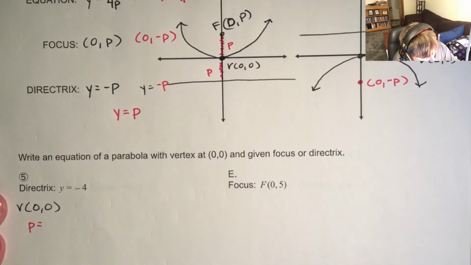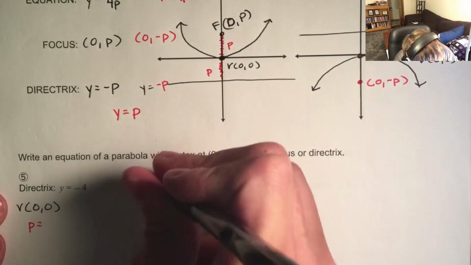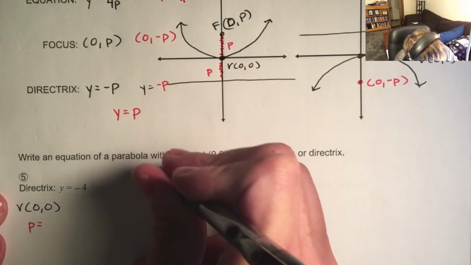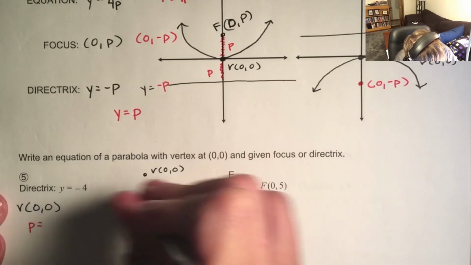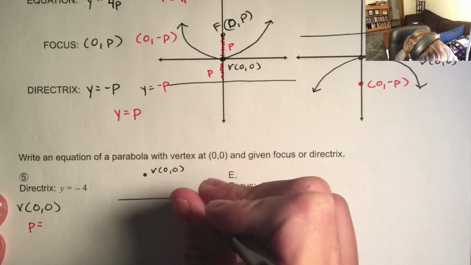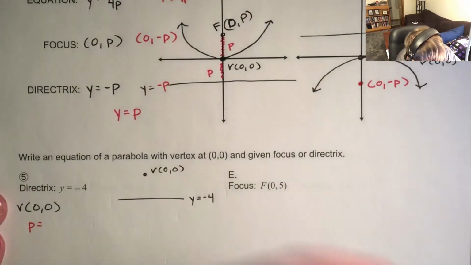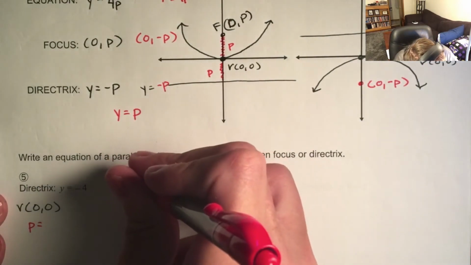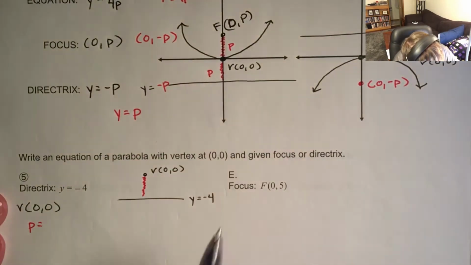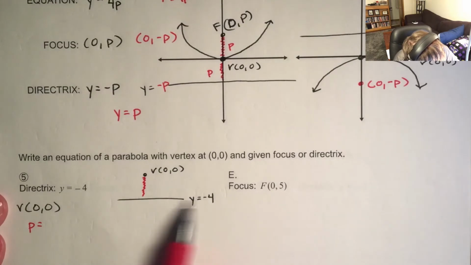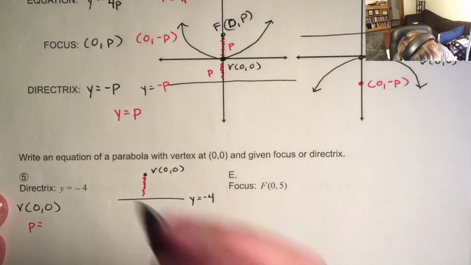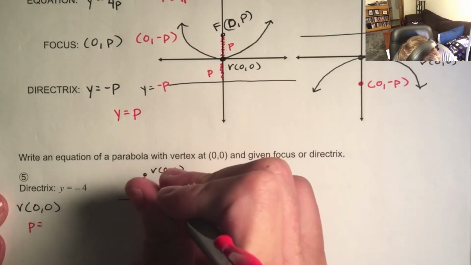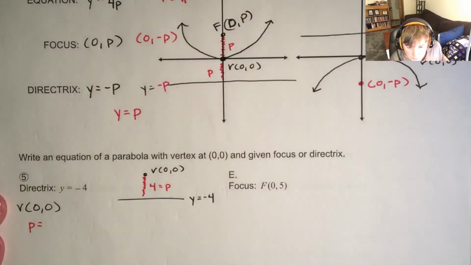Well, we could just sketch the bare minimum needed, right? There's 0, 0. Here's y is equal to -4. So I want to know, what's this distance right here? To get from a y value of -4 to 0, this is a distance of 4. So our lowercase p is 4.